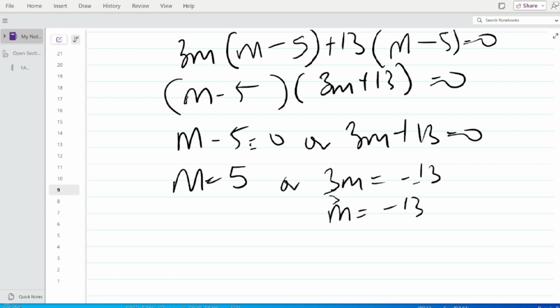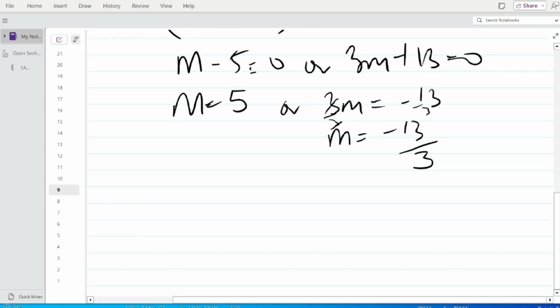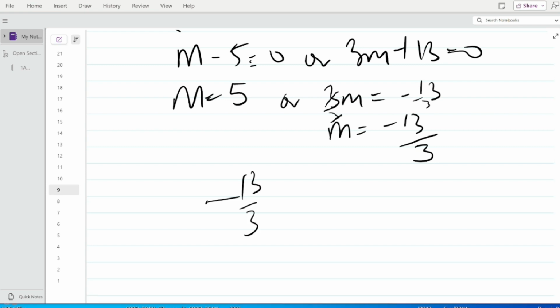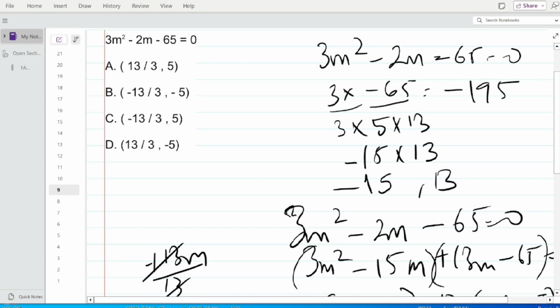We divide both sides by 3. So the 3 cancels out, and we have our answer as minus 13 over 3. I'll write the negative in front. So we have minus 13 over 3, comma 5. So those are the two values. Our answer is therefore C.